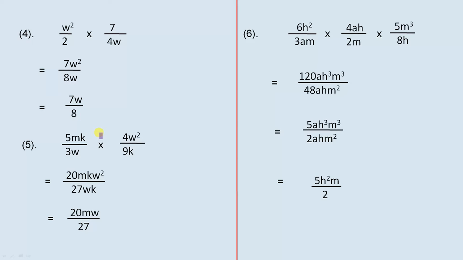Number 5, if we multiply those together, 5 4s are 20, mk times w squared gives us mkw squared. 3 9s are 27, w times k is wk. So we can cancel 1k from the numerator and 1k from the denominator, and 1w from the numerator and 1w from the denominator. So that gives us 20mw over 27.